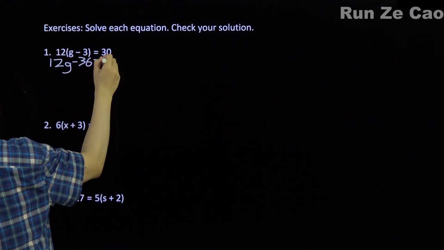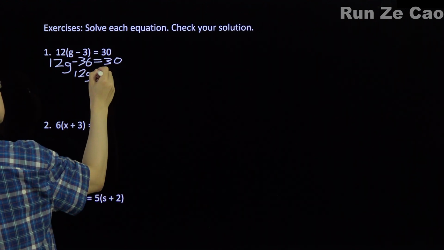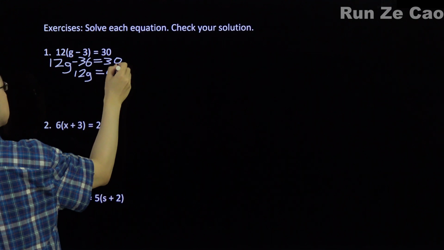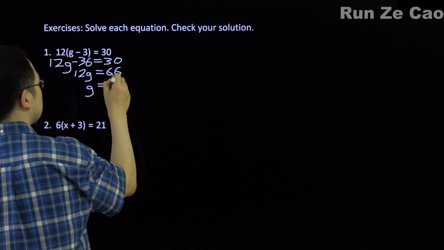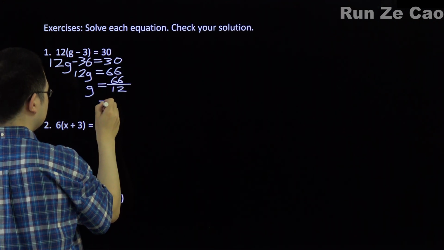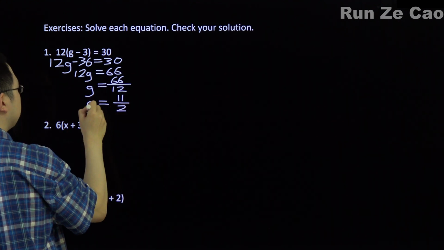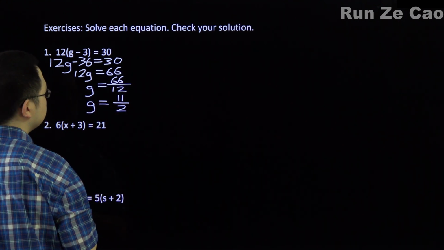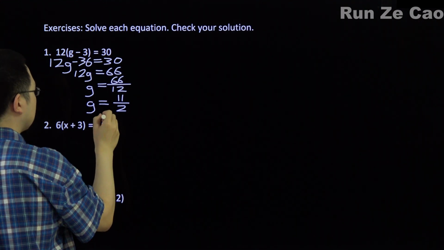12g minus 36 equals 30. 12g is equal to 66. g is equal to 66 over 12. So 11 over 2. Now, if your teachers really don't like improper fractions, sure, okay, this is 5.5.